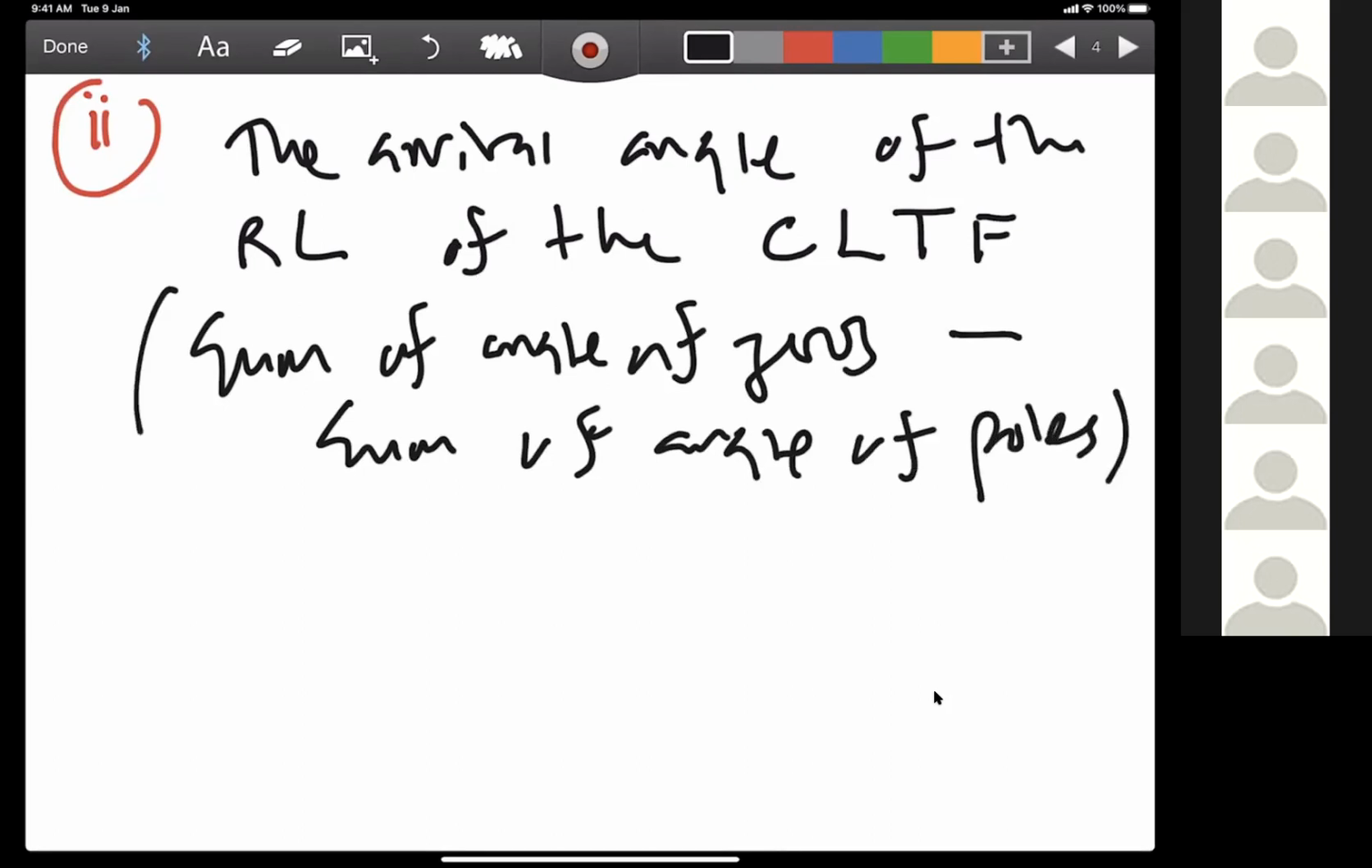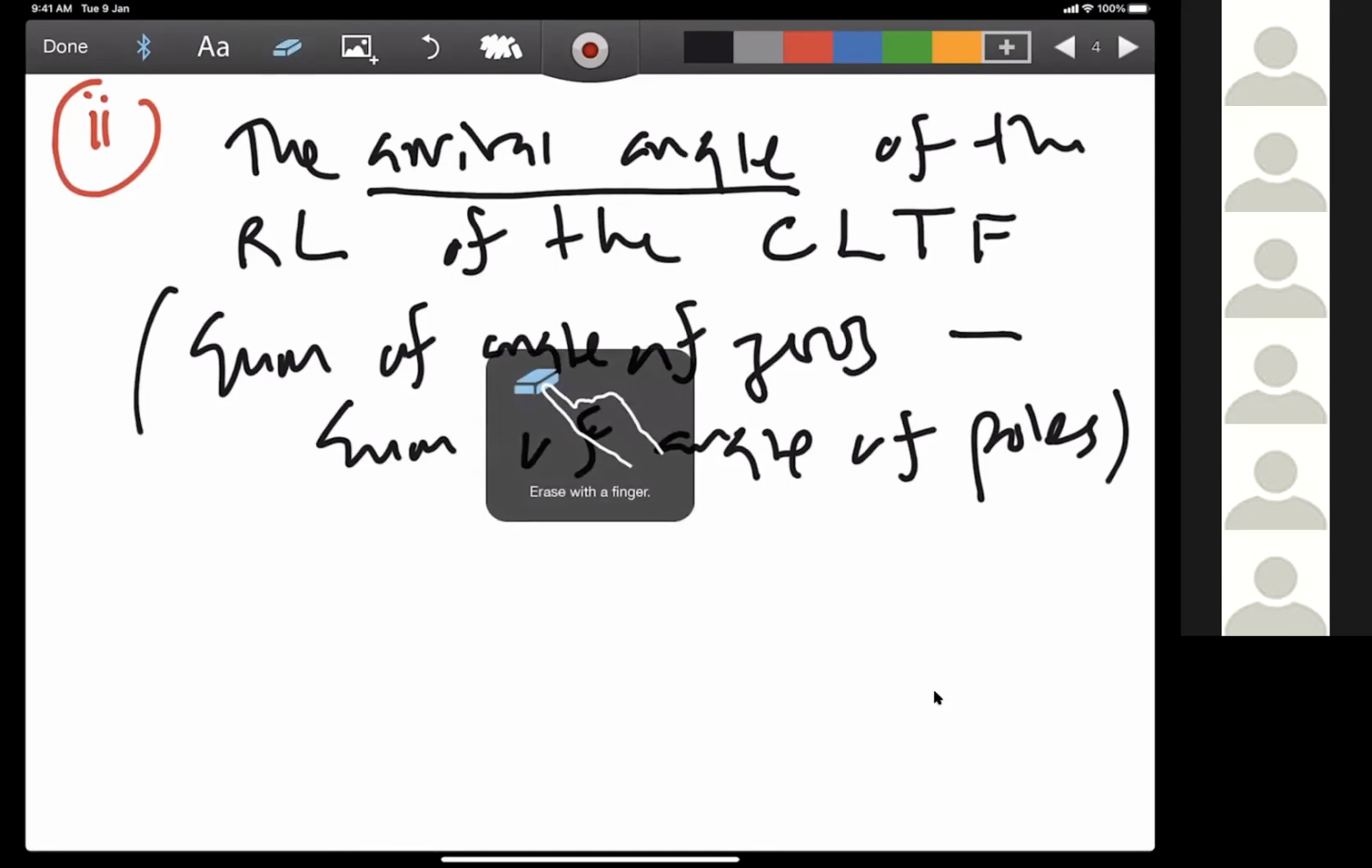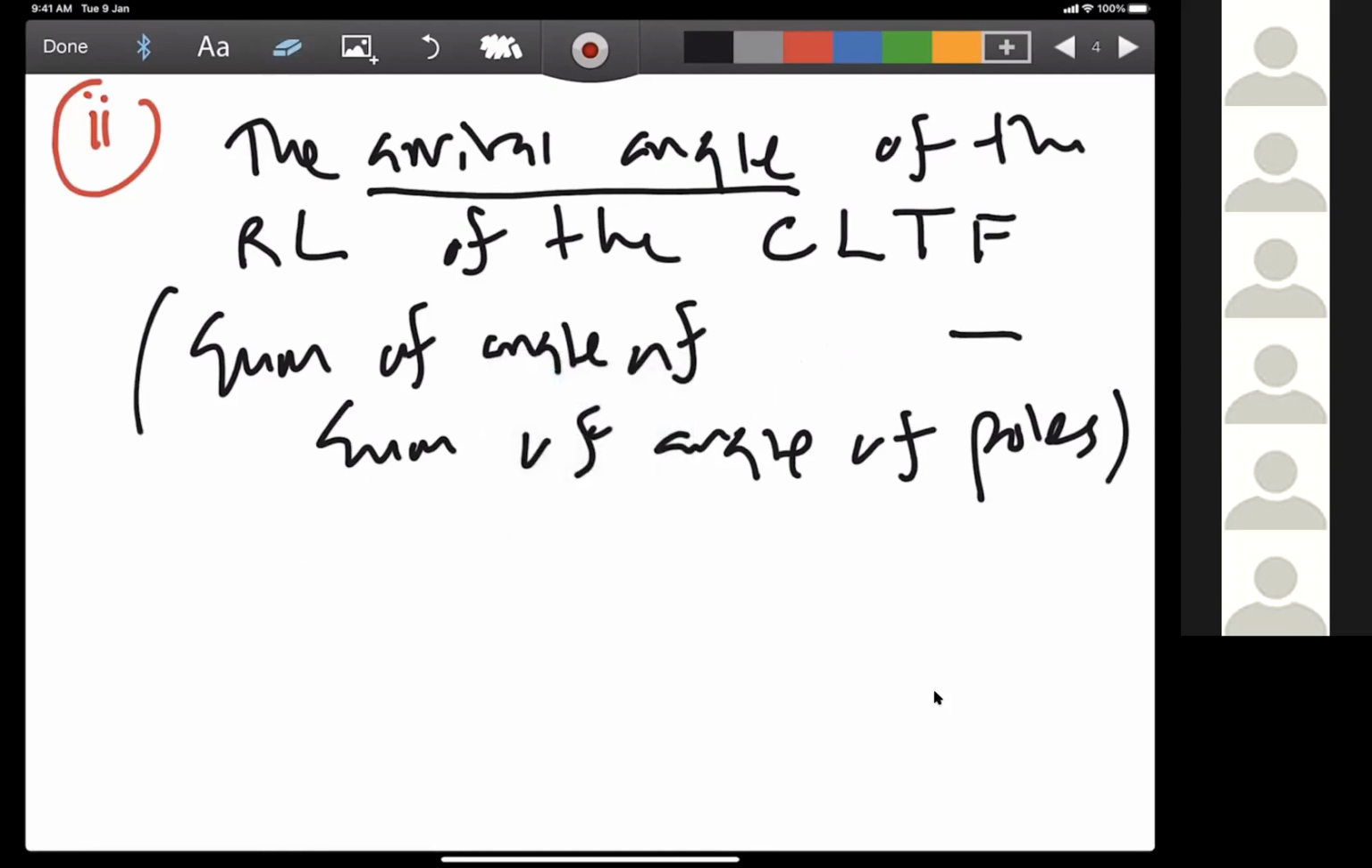It's reversed, isn't it, Doctor? That one is departure. Arrival, okay, I think arrival is poles minus zeros. Sorry about that. And then, don't we also have to add 180 degrees? I can't remember. That is the formula. Correct me if I'm wrong.